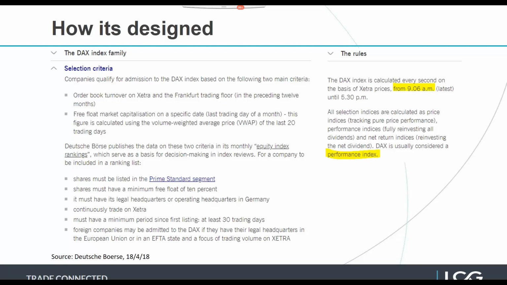And to qualify to trade on the DAX, you need a certain amount of the ownership of the company to be free floating in the market. So if you've floated only 2% of the value of your company, that's not going to cut it for trading on the DAX index. You need to be a bit more of an open, available company for trading. All the companies need to have headquarters or operating headquarters in Germany, and must continuously trade on the exchange. Foreign companies can be admitted, but there aren't any at the moment, I believe.